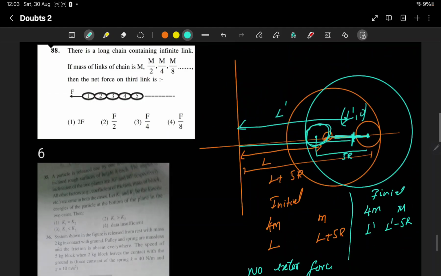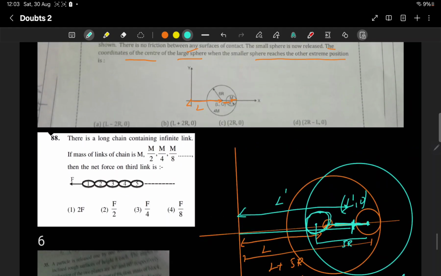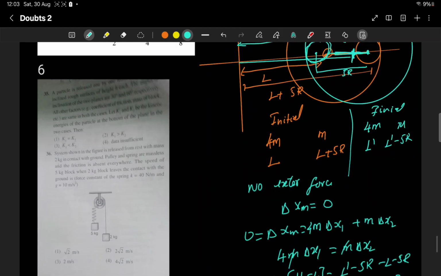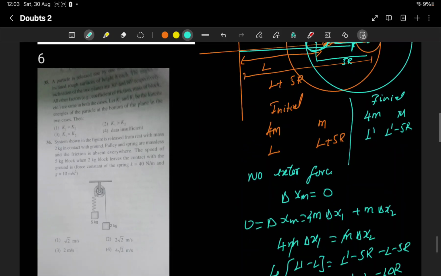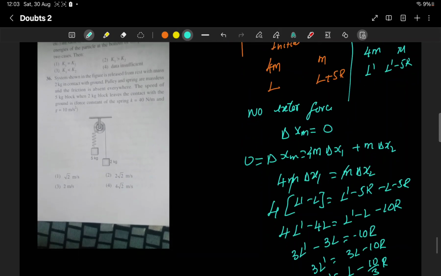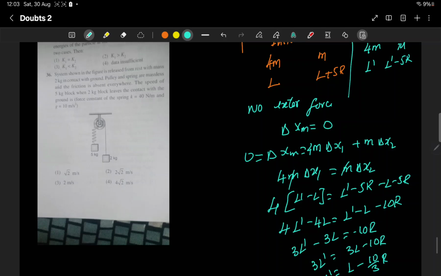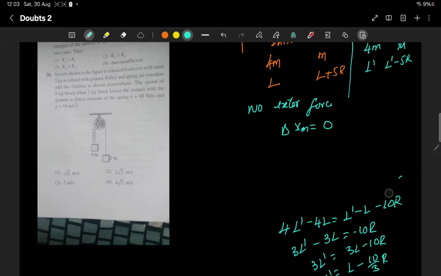Any option like this? The L prime options are L minus 2R, L plus 2R, like that. So L plus 2R, L minus 2R we are not getting. I think we made an error somewhere. I think we missed something here. So let me do it in another way, same idea only.